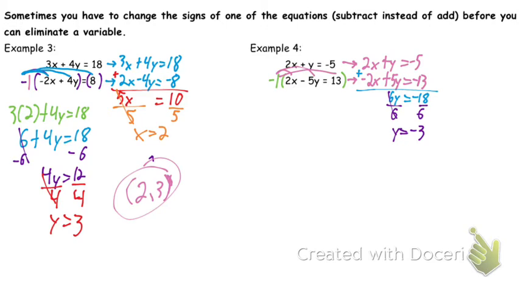So now we take that and plug it into either equation. I'm probably going to plug that into the top equation personally. 2x plus a negative 3 equals negative 5. So now I'm going to add the 3 to get rid of the negative 3, because negative 3 plus 3 is 0. 2x equals negative 2. Divided by 2, x is negative 1. Write my answer: negative 1 comma negative 3.